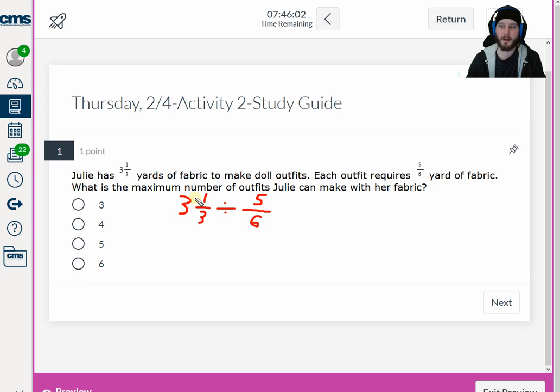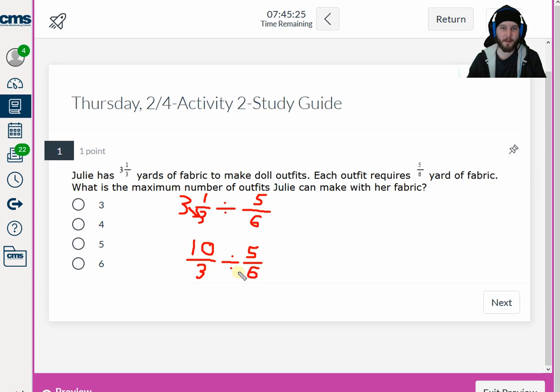Now step number 1 is we write out the problem. Step number 2 is rewrite everything as an improper fraction. So that means we have to take this 3 1/3 and make it improper. To do that, take the big number and multiply it by the bottom number. So 3 times 3 is 9. And then take that amount and add it to the top number. So that 9 plus 1 gives me 10. That's my new numerator. Denominator stays the same. And all we're doing is rewriting. We're not doing keep, change, flip yet.